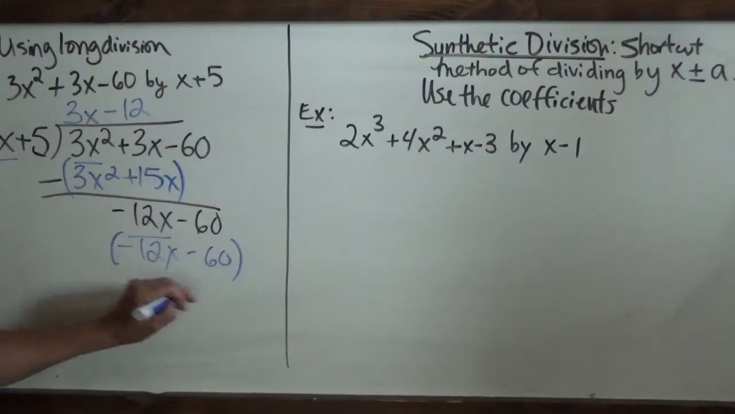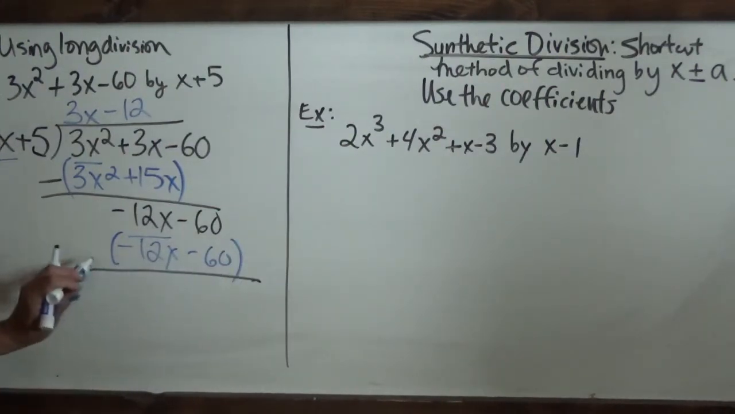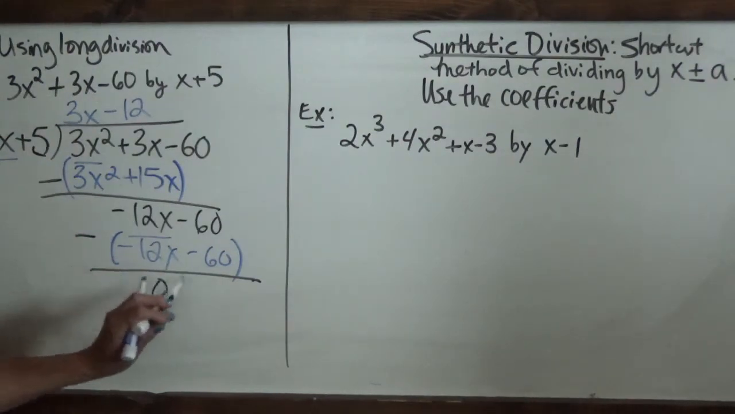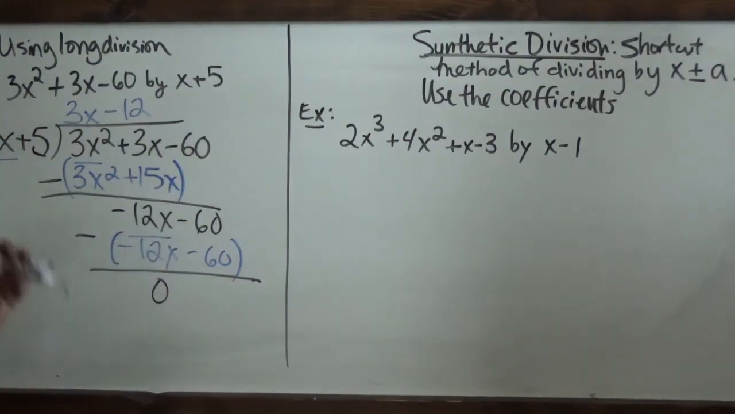Put that in parentheses. Make our line. We're going to be subtracting these. So negative 12 minus a negative 12 is nothing. Negative 60 minus a negative 60, again, is 0.